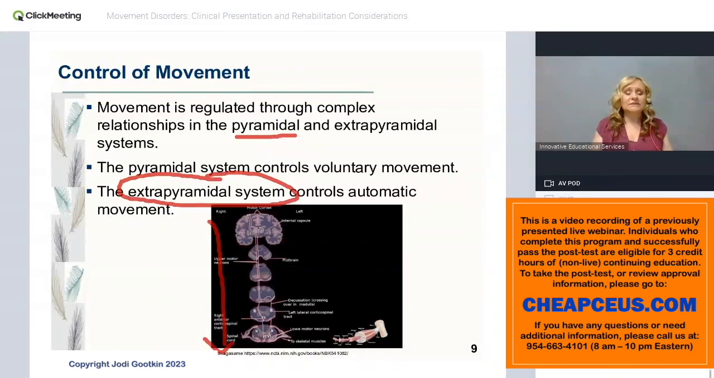What we're going to look at today is how the extrapyramidal system influences typical movement for individuals, because if we have disruptions in those different aspects that I just mentioned, it's going to make it challenging for that individual to use their pyramidal system in order to execute their activities of daily living, their work tasks, and other types of activities.